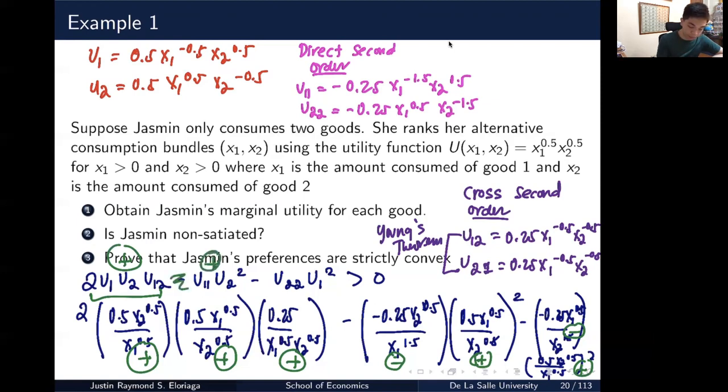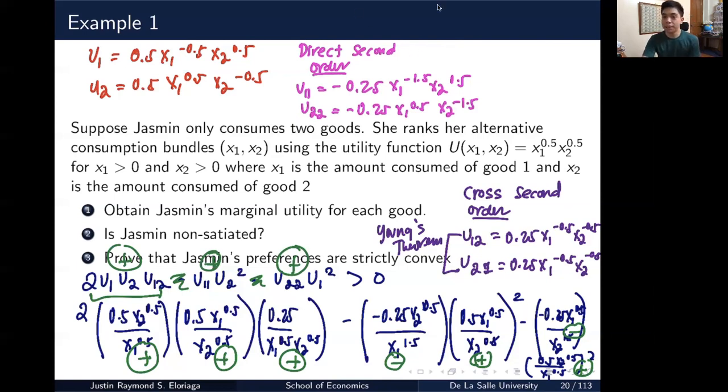Then I do the same thing here. It's minus a negative times a positive, so this will also be a positive. So something that's all positive is always greater than 0. Whatever the answer, you can simplify it yourself. You can prove that the utility function is strictly quasi-concave because this formula is greater than 0, and therefore the preferences are strictly convex.